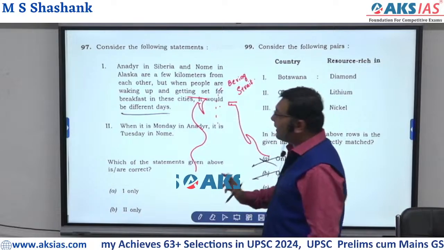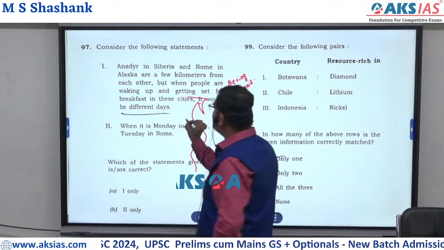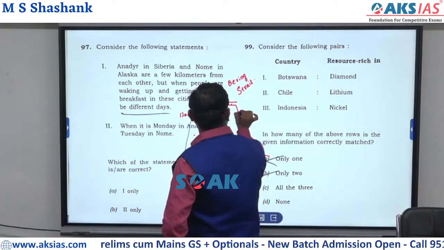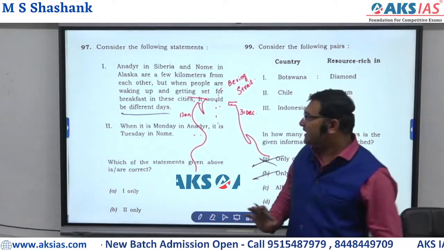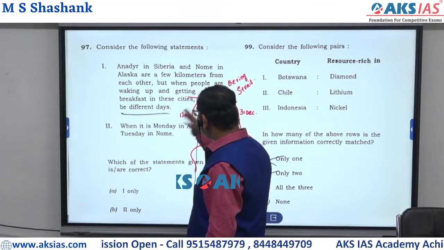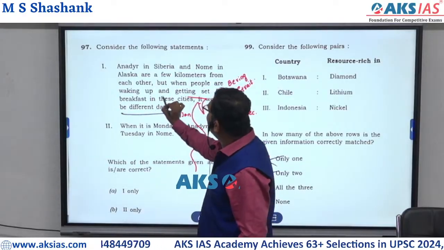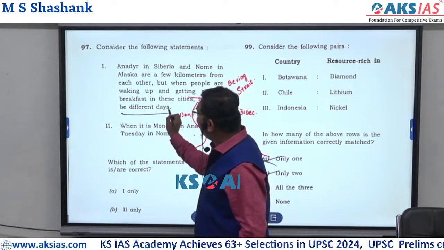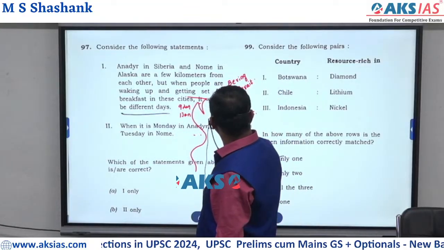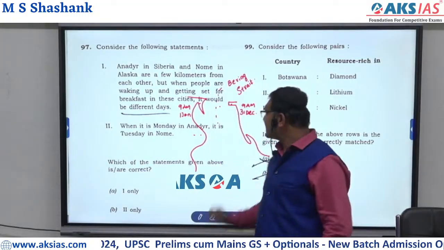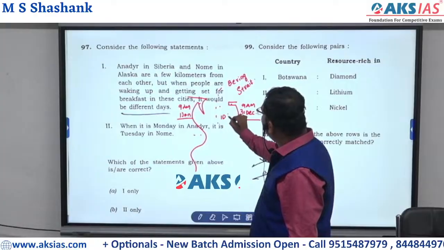Now, which one is having a positive date? One is ahead of the date. Suppose this is 1st January, here it will be 31st December. That means the dates will change. So there will be a question. Now you will see they are a few kilometers from each other, but when the people are waking up and getting set for breakfast in these cities, it would be different days. Yes, of course, different days. Both are getting up at the same time, 9 a.m., but the dates are different. One is 31st December, the other is 1st January. Here we pass through the IDL, International Date Line.